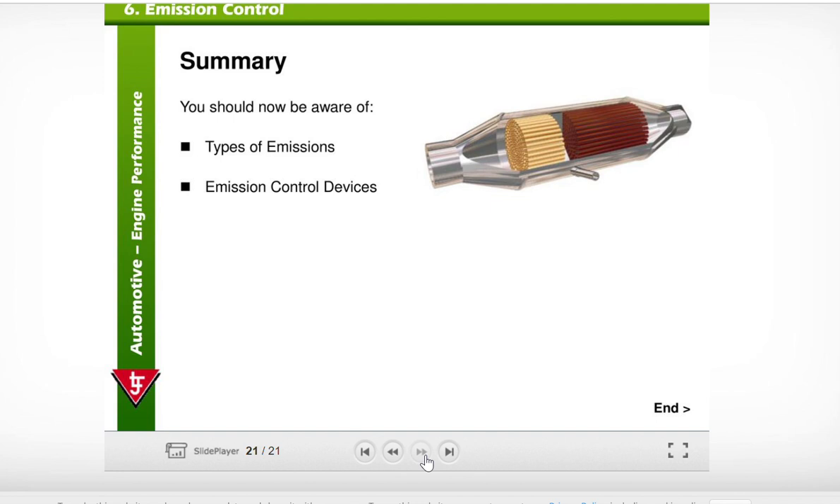So in summary, we have looked at types of emissions and the emission control devices. Now I want us to look at the DPF in a few moments. Let me switch over to another slide.